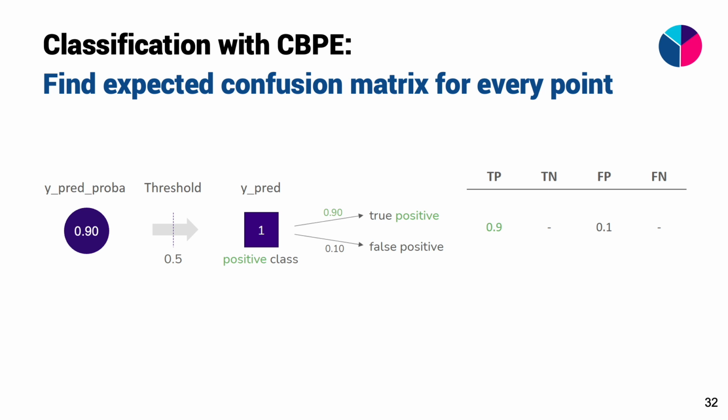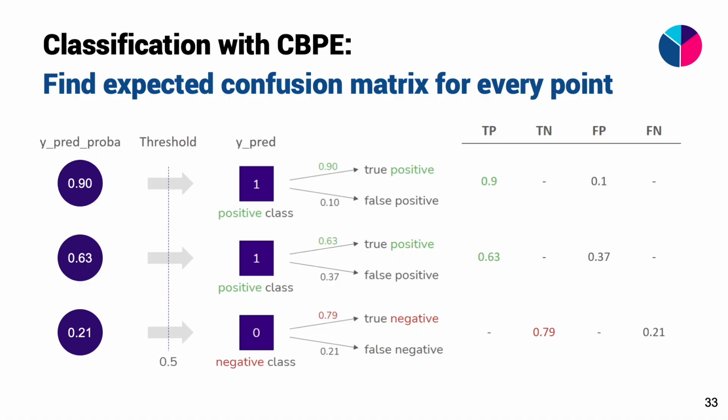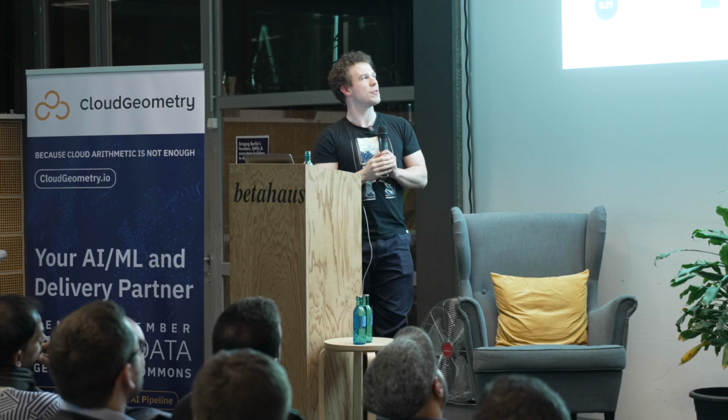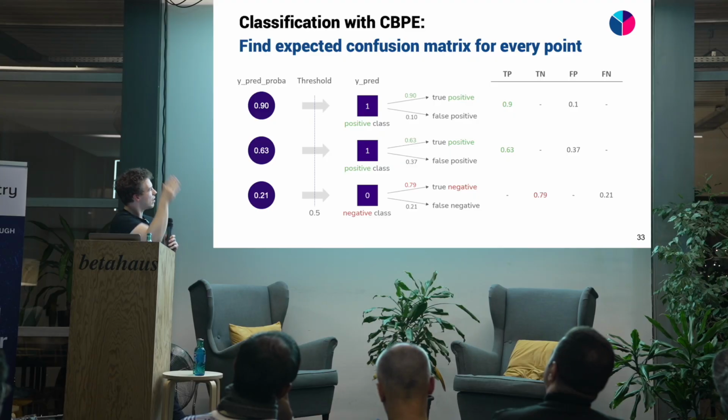And we're going to do that for all the points in our current batch, maybe the last 1,000 predictions, maybe the last day of data, maybe the last week of data, maybe the last 1 million predictions, whatever is the volume of your use case. And we're going to compute this partial confusion matrix. In the true positive value, we put 0.9. We know it's not a negative prediction, so 0 goes there. False positive is 0.1, because we know that there's a 10% chance it's actually a false positive, and we know it's not a false negative.